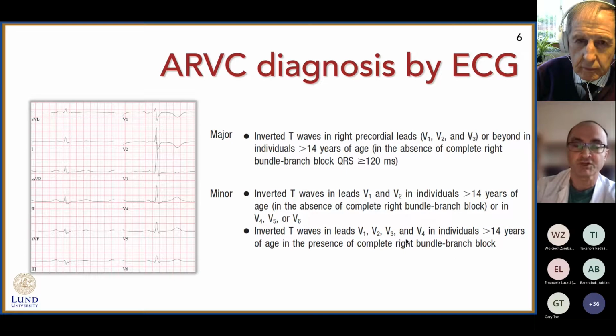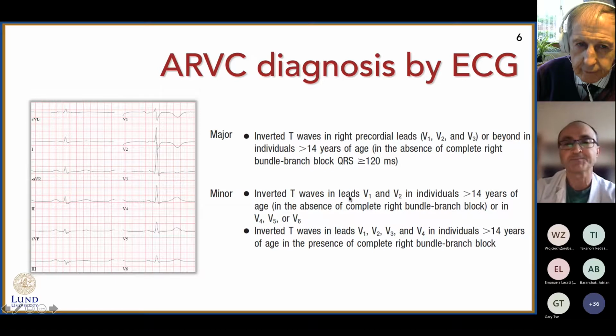Similarly, repolarization abnormalities have been appreciated as a part of the phenotype in ARVC for many years, and depending on the extension of the T wave inversion, they are separated into minor and major. Major meaning that you have a T wave inversion stretching from V1 through V3 and beyond in some patients.